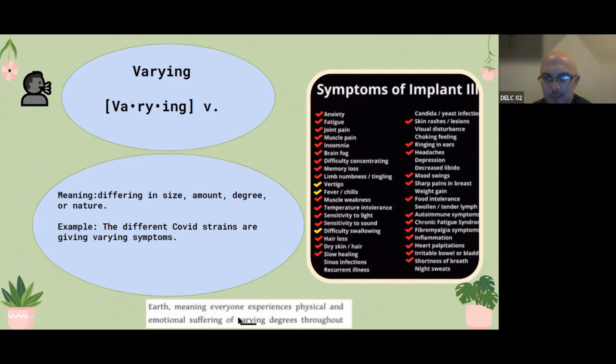Oftentimes this word varying, you will see it with this next word, degree. Degree can mean how serious, like very high degree, or not very serious, like very low degree. But varying degree can mean everyone experiences something maybe very high or very low or in the middle or somewhere, but it's changing.